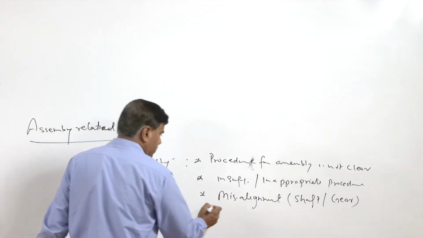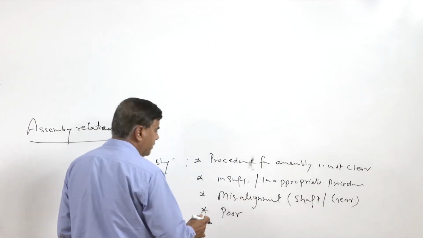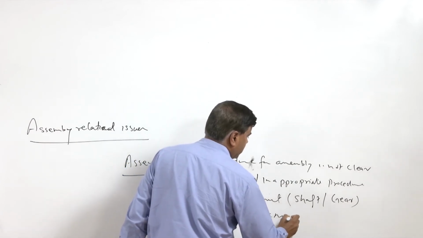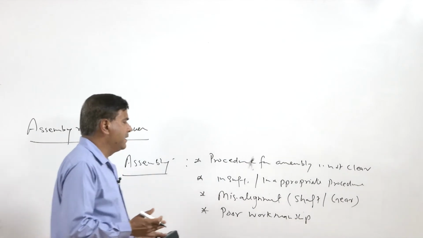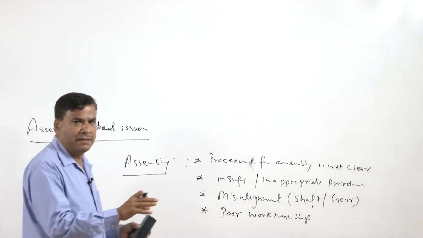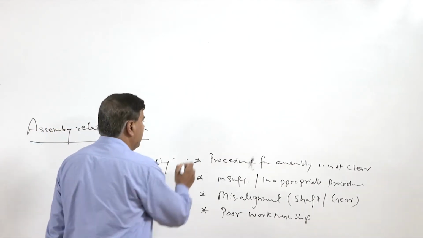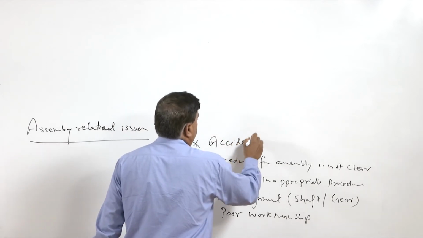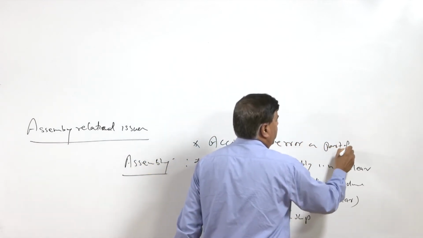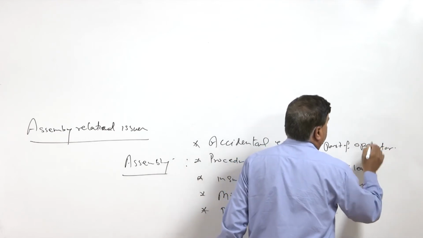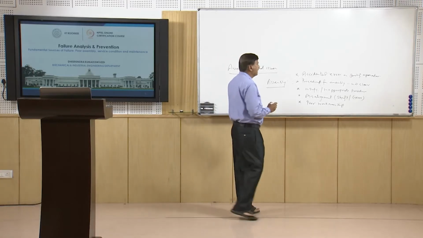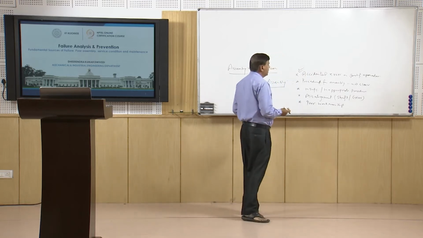And then poor workmanship: if the operator who is assembling the different components is not doing things carefully. Sometimes accidentally also, a workman may be careful, but accidentally he misses something to be placed in a proper place. Those accidental errors on the part of the operator or the person assembling can also lead to failure. These are placed as inadvertent errors, not intentionally carried out errors.